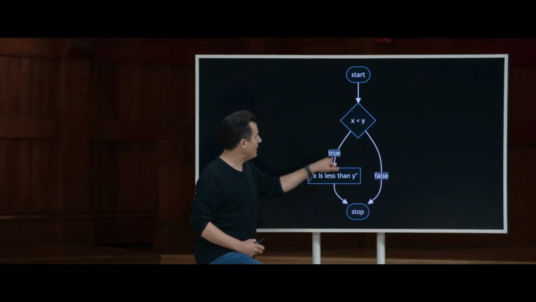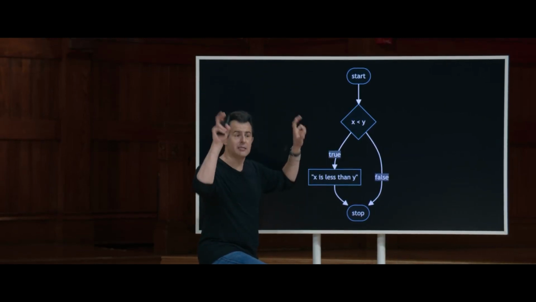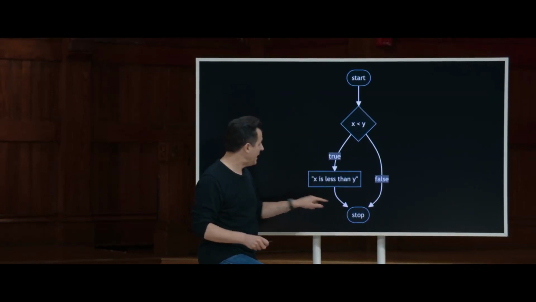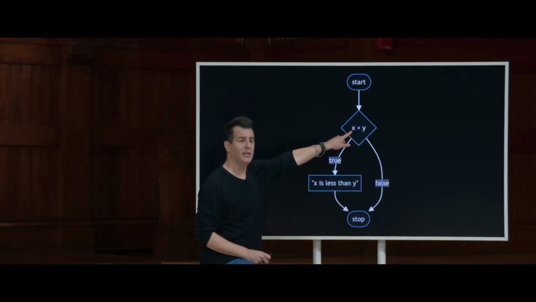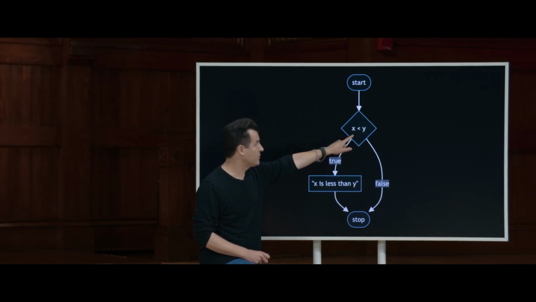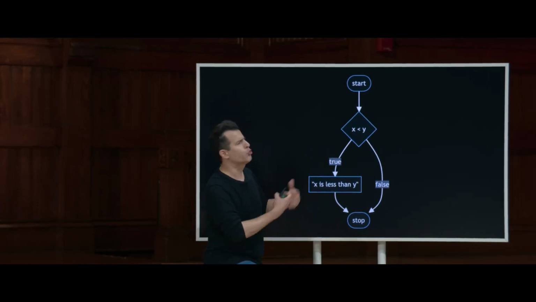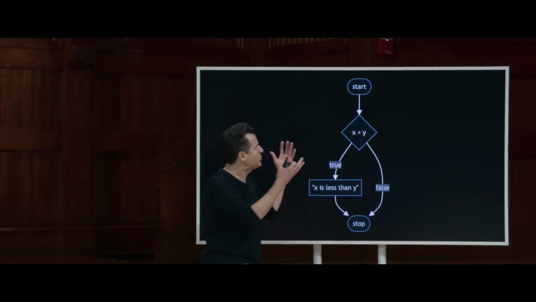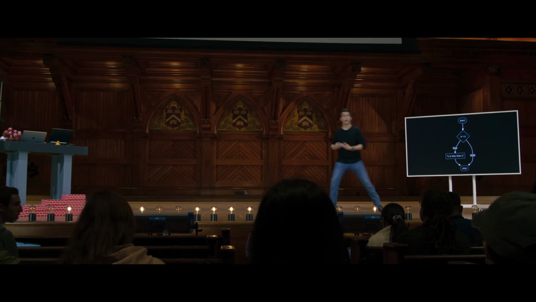So let me propose per the arrow that if the answer is true, then print out, per this rectangle, "x is less than y." Just quote unquote, and then stop. That's it for the program. But logically, if x is not less than y, that is, that question's answer is false, we'll just skip right to the end and stop. So this is a control flow diagram. It's just a pictorial way that you could write on a piece of paper that just represents what it is the program is doing.